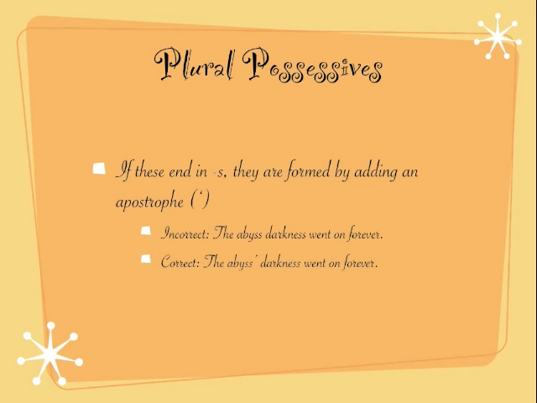Now we move on to plural possessives. If these end in an S, a possessive is formed by adding an apostrophe. So the incorrect sentence I have, the abyss darkness went on forever. I added an apostrophe, and that turned the darkness into the abyss's darkness.